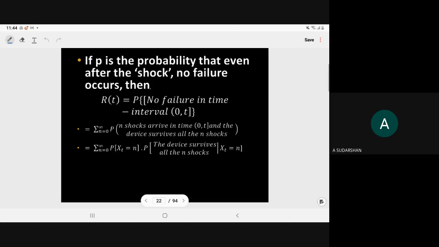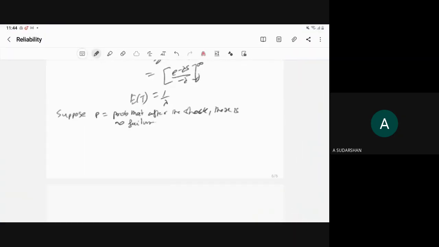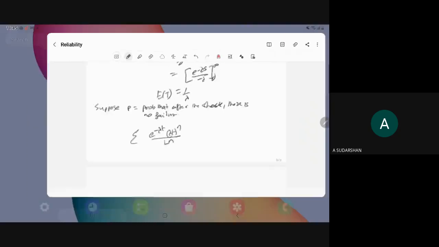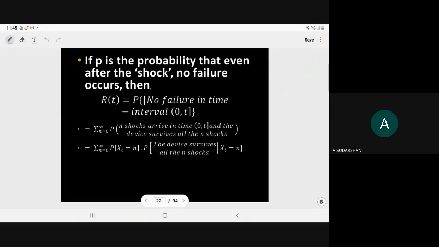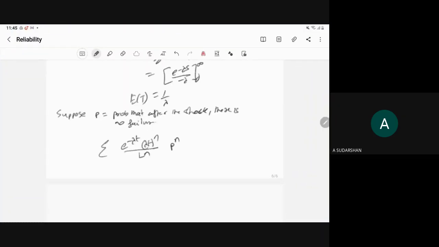So what is the formula of the probability of X_t equal to n? It is e to power minus lambda t, lambda t power n upon factorial n. And what is given to you? The conditional probability that the device survives all the N shocks given X_t equal to N is p to power n. So this will become e to power minus lambda t, summation of p lambda t power n upon factorial n.